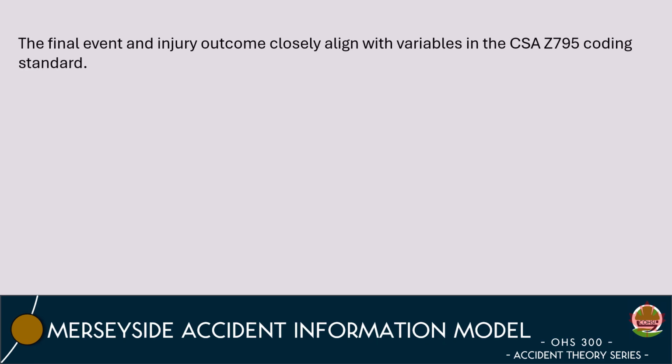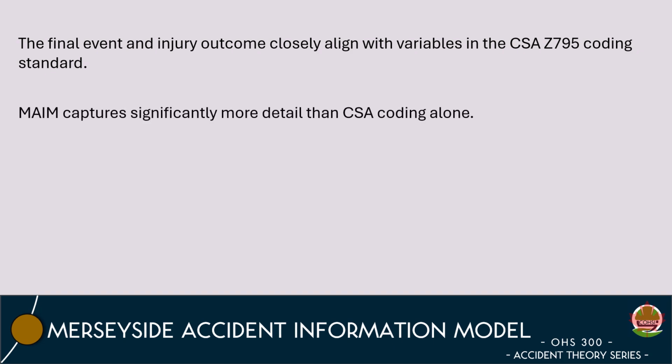As this example demonstrates, the final event and injury outcome align closely with the variables used in the CSA Z795 coding standard, such as the nature of injury, part of body, source, and event. However, MAIM captures substantially more information than the CSA coding system, particularly with respect to the worker's activity and the way the accident developed over time.